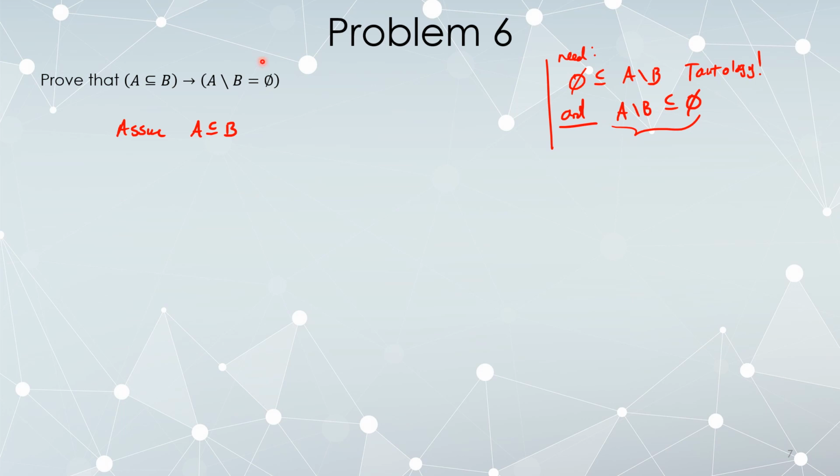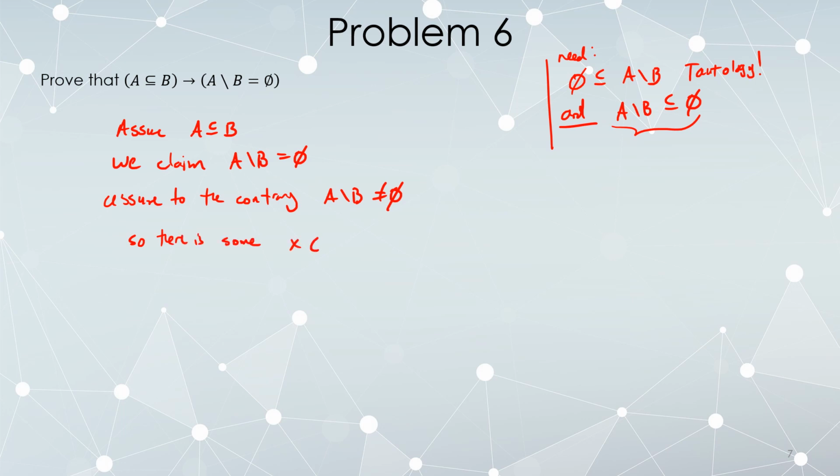So our claim is this. Okay, so we claim that A minus B must be empty. Assume to the contrary that it's not. Well, what does it mean for a set to not be the empty set? That there is something in it. So there is some x which belongs to this set. Because it's not empty, there exists something in it.